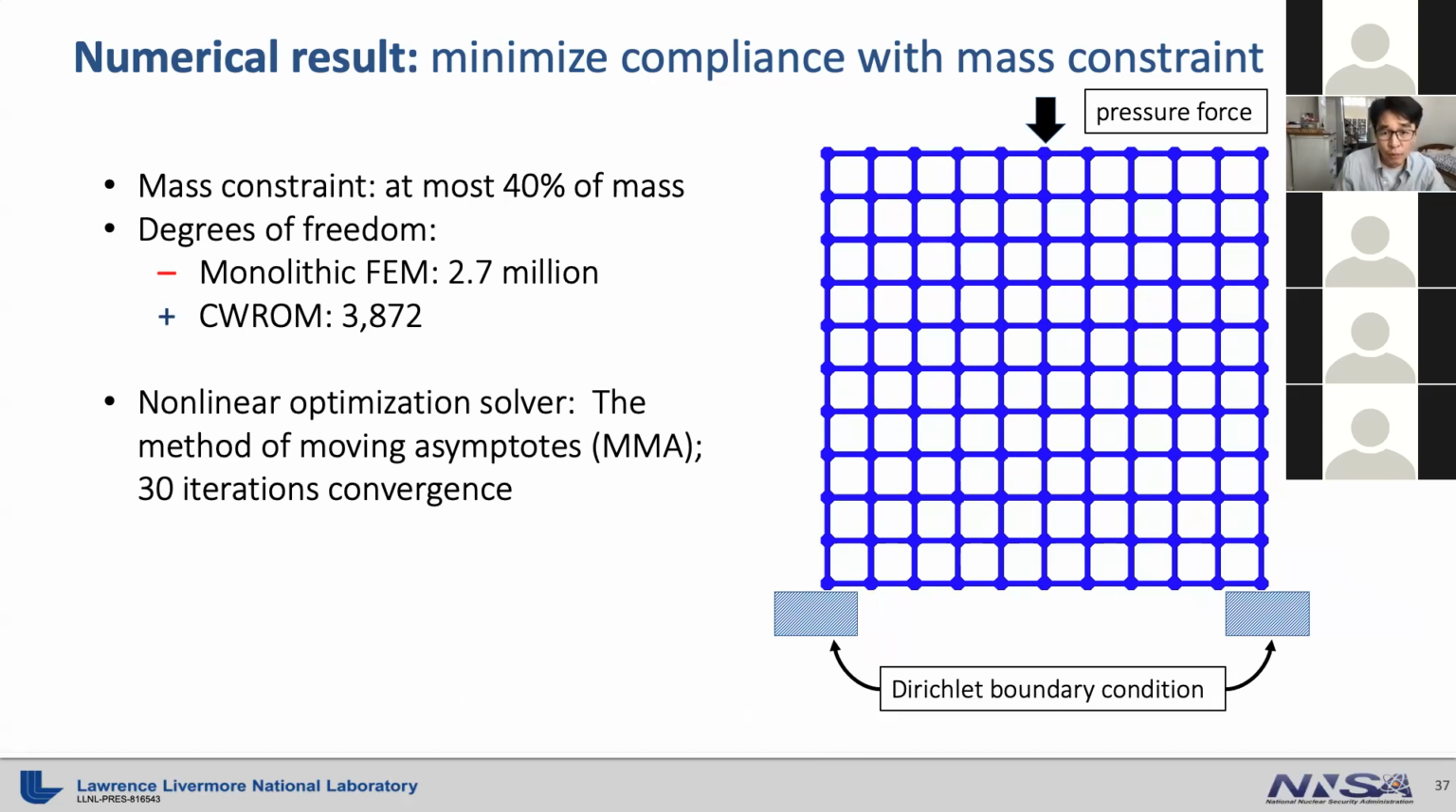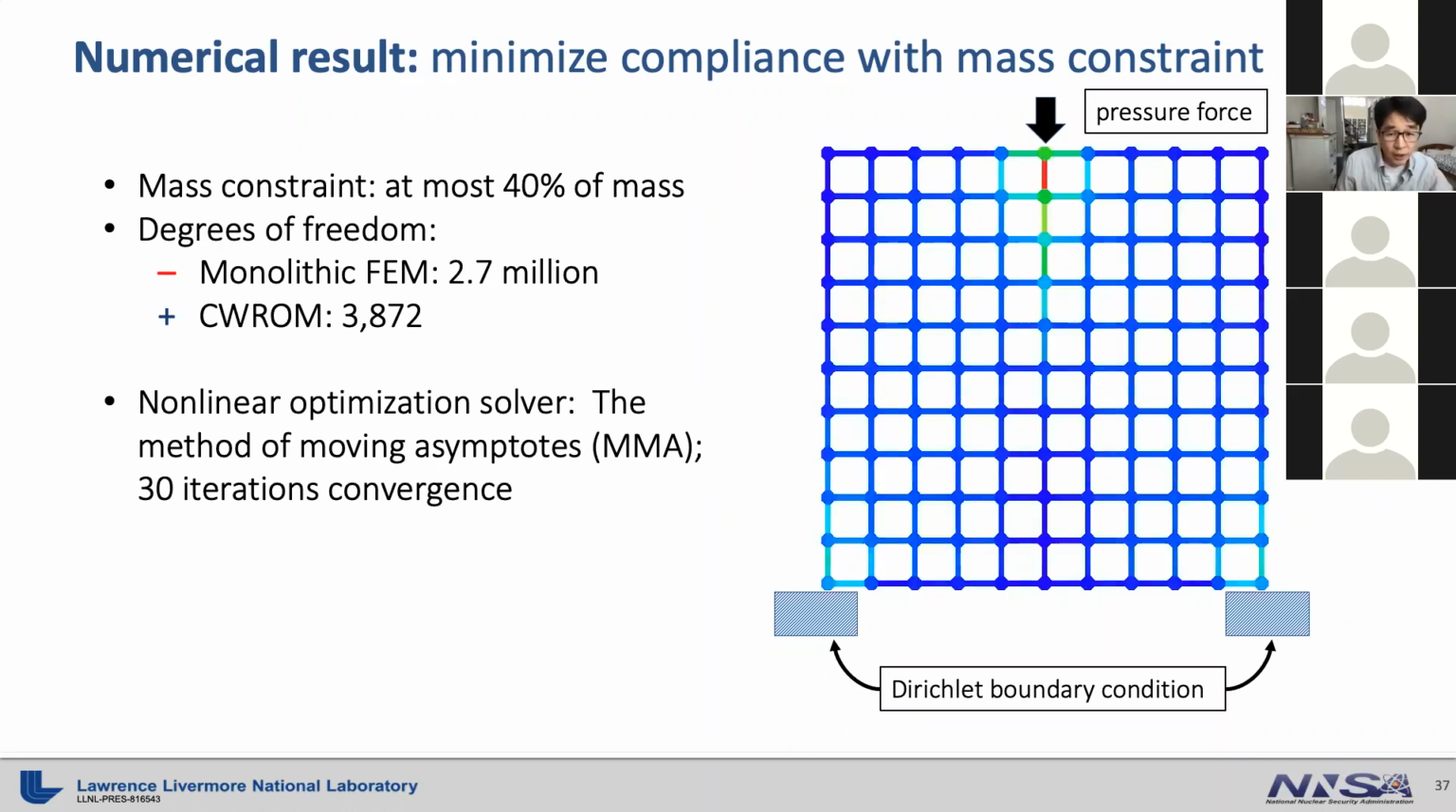The full order monolithic finite element solve involves 2.7 million degrees of freedom, while the CW-ROM has only about 4,000 degrees of freedom. We apply the optimization solver called MMA, which is very popular in design, solving a density-based topology optimization.